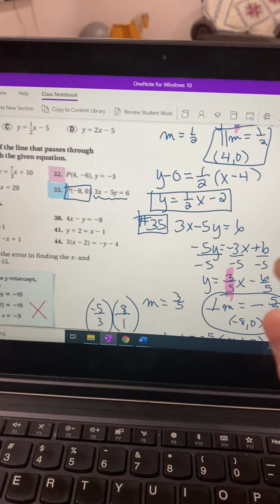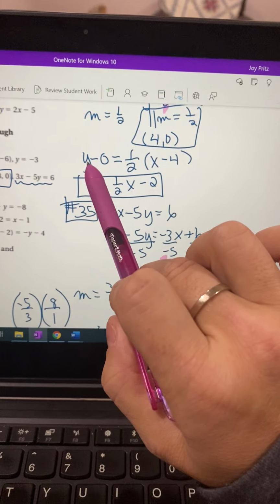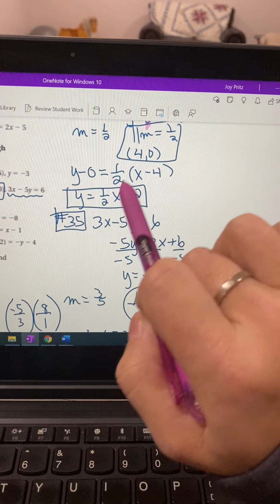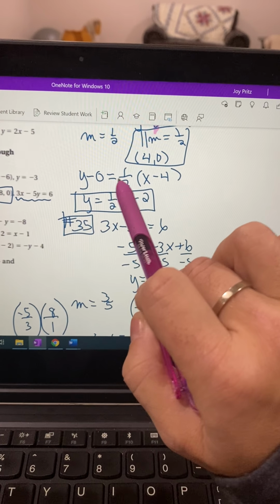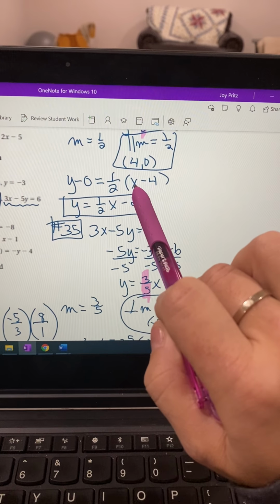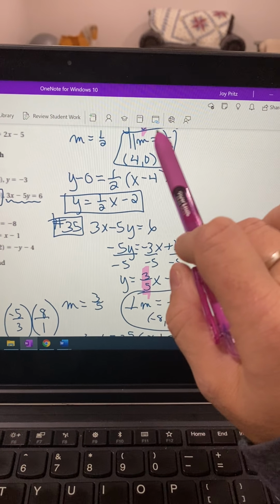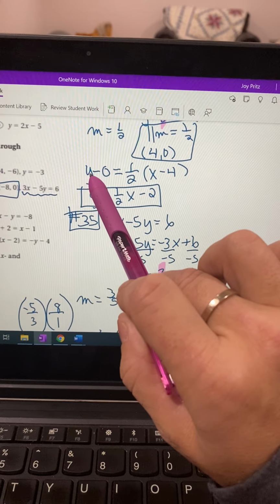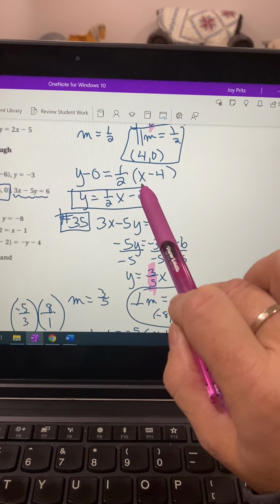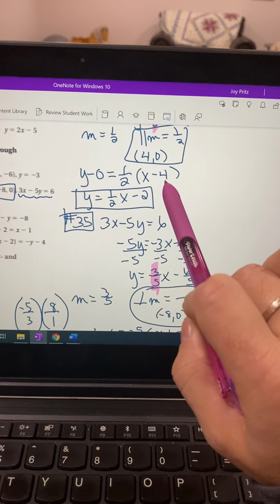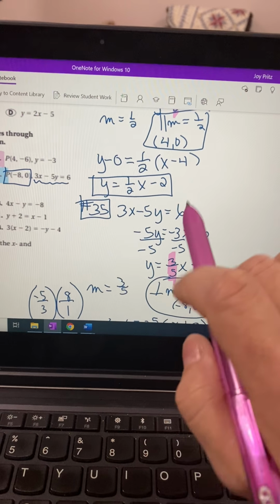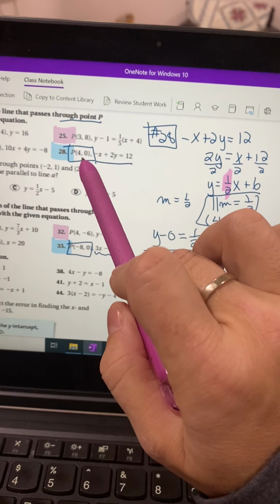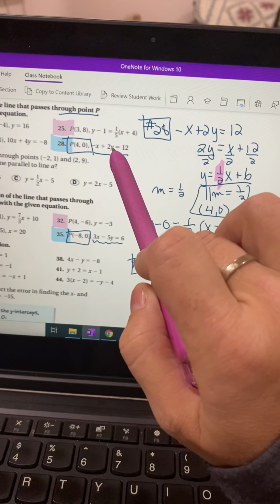So when I do that, using my point slope formula, y minus 0, here's my y1, here's my x1. So y minus y1 equals slope times x minus x1. Again, that information is right here. So when I distribute, because this side just simplifies very easily, on this side 1/2 x, and then 1/2 of -4 gives me -2. So that's my equation that goes through this point and is parallel to this line.